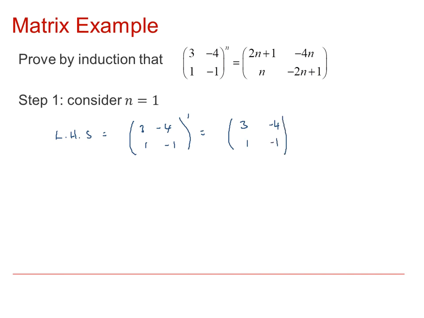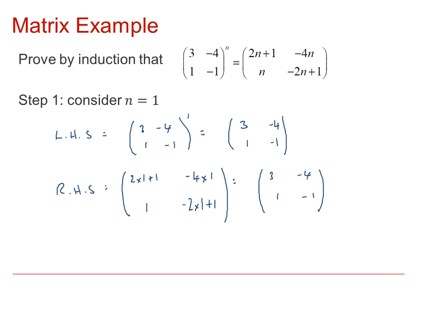The right hand side of the equation is equal to 2 multiplied by 1 plus 1, minus 4 multiplied by 1, 1, and minus 2 multiplied by 1 plus 1. And if we calculate that, we get (3, -4; 1, -1). So clearly it's true for n equal to 1.